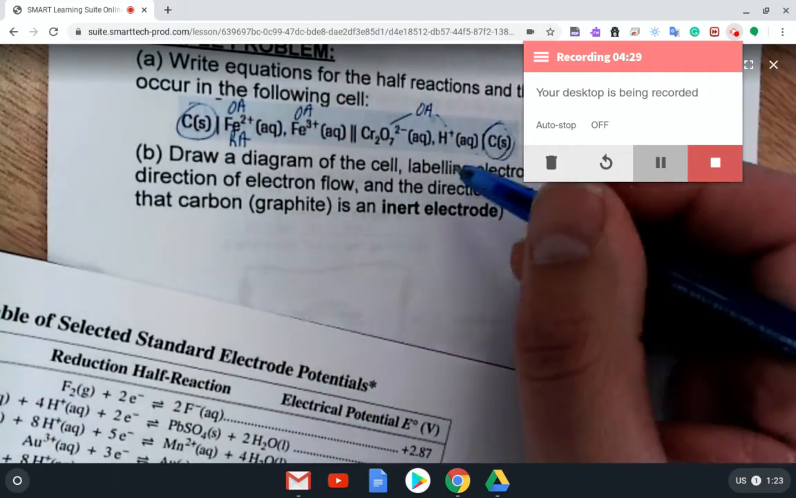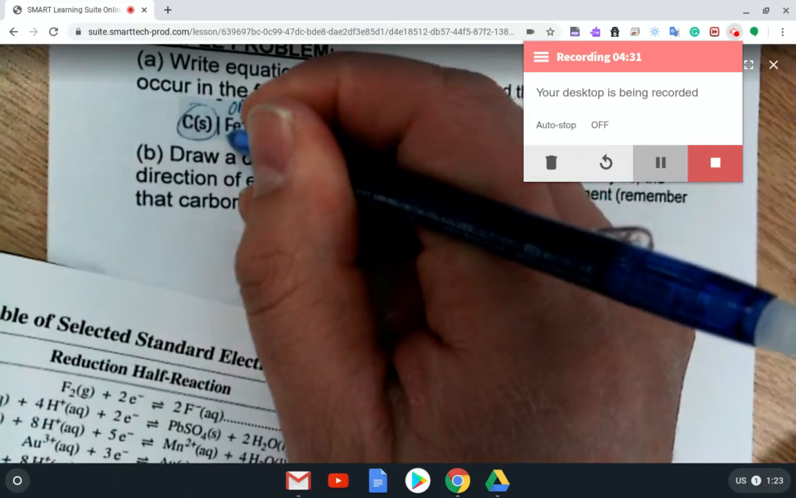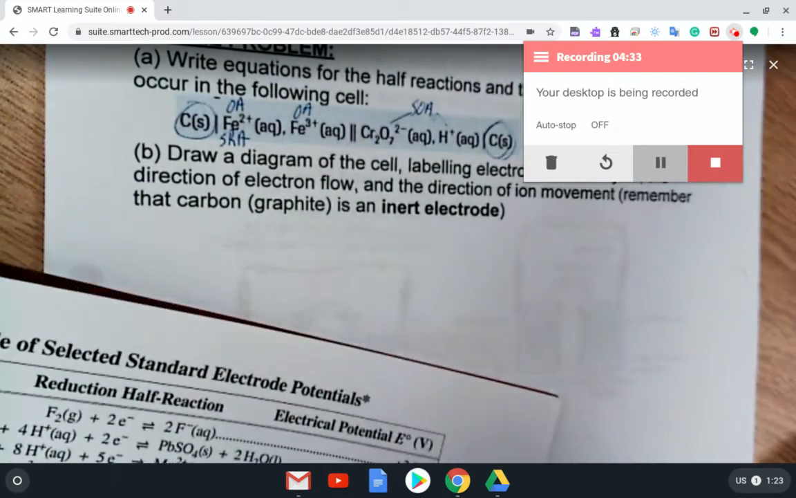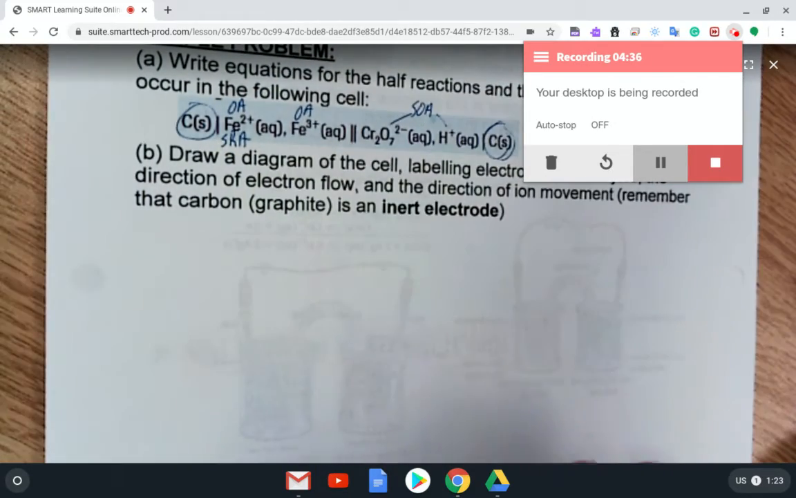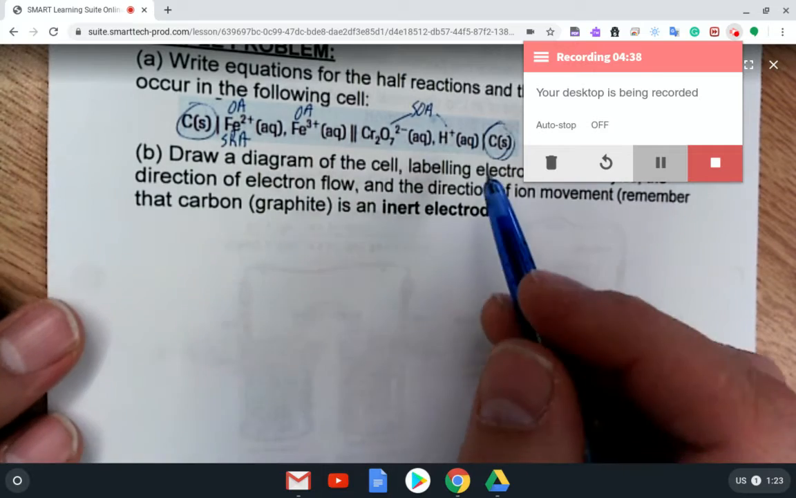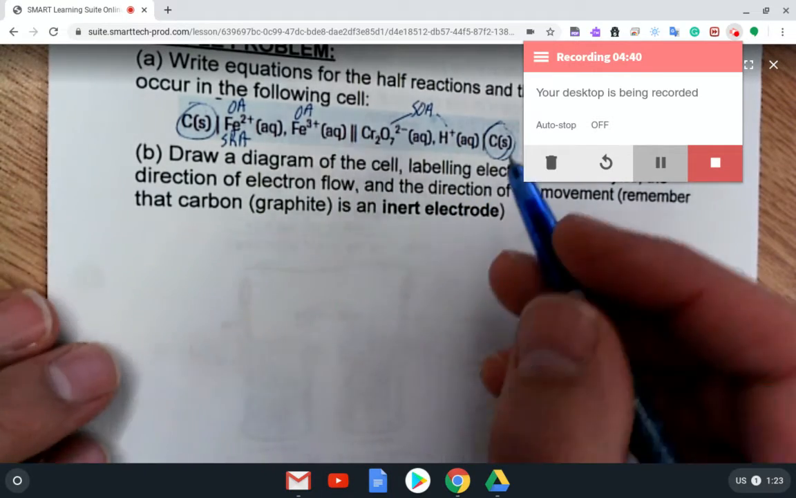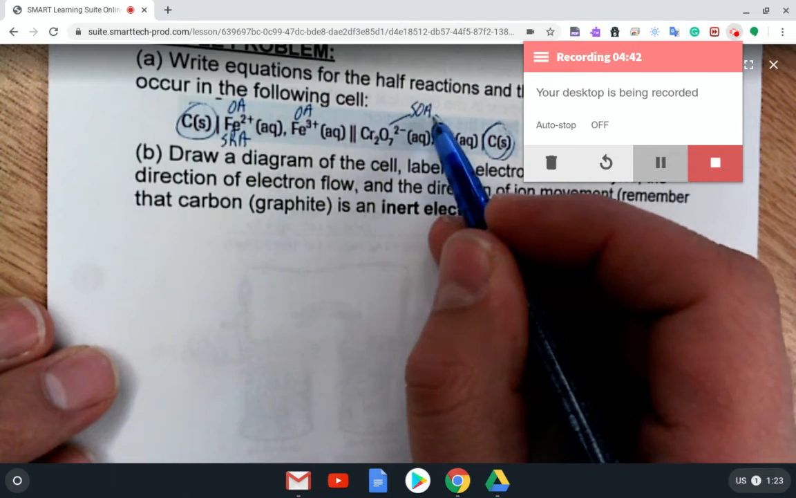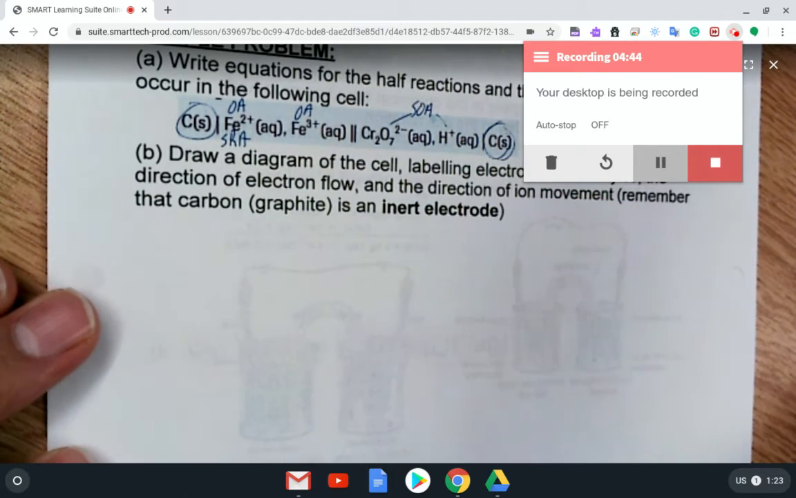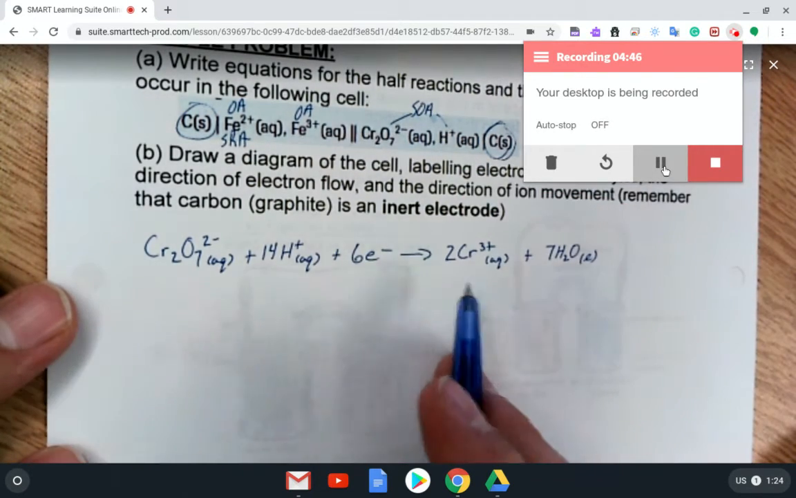Now we have to figure out what's our strongest. This is our strongest oxidizing agent, and this is our only reducing agent in this case. We want to write the half equation. Looking at our book, we write the equation of our strongest oxidizing agent just like we see it in the book. So this is what it should look like.